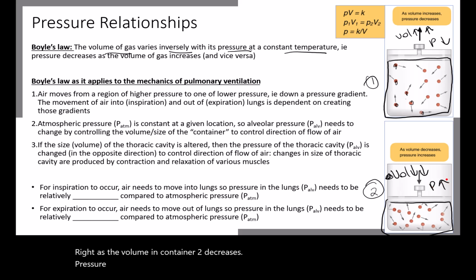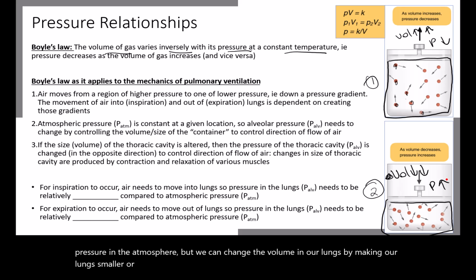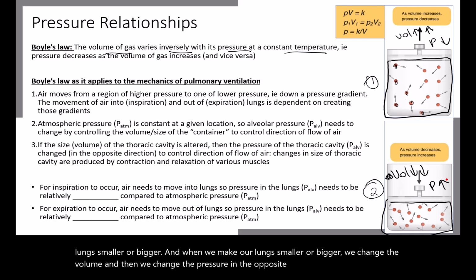So this is what happens to alveolar pressure. We can't change the pressure in the atmosphere, but we can change the volume in our lungs by making our lungs smaller or bigger. And when we make our lungs smaller or bigger, we change the volume and then we change the pressure in the opposite way. Right? So that's what happens.